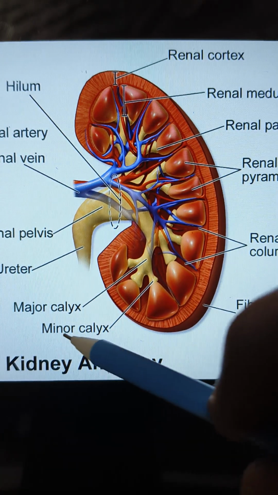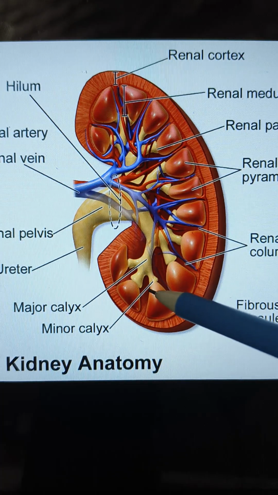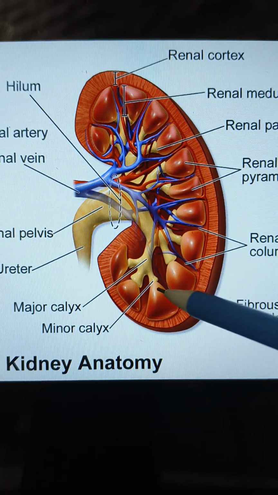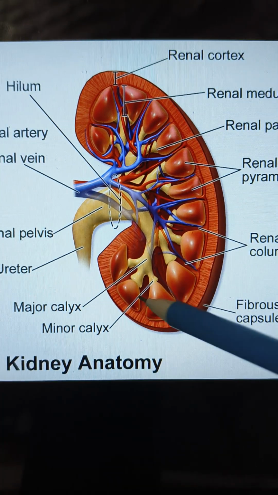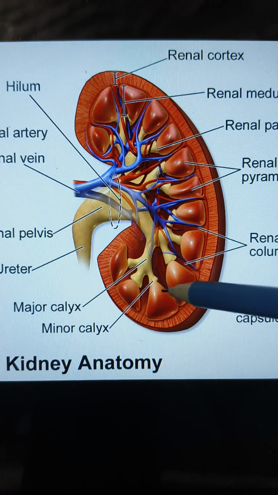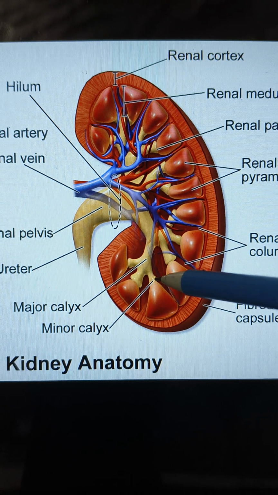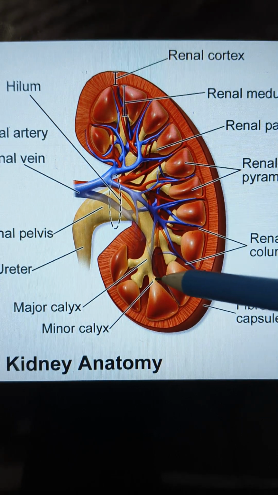You may see the minor and major calyx, which I told you about earlier. This is the minor calyx, which is attached with the renal papilla. The renal papilla transfers the excessive waste material to the minor calyx.